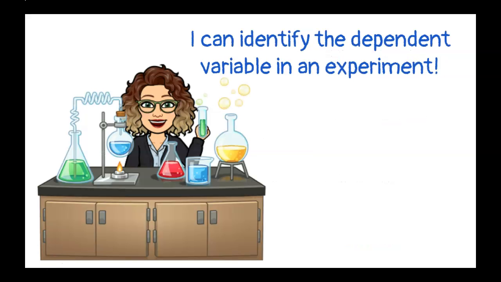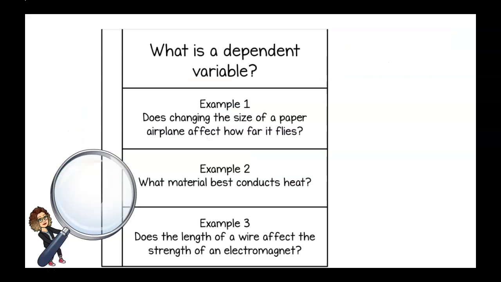All right, now the next one. I can identify the dependent variable. Okay, so we just figured out what the independent variable is. So now we're ready to identify the dependent variable in an experiment. And we're going to use those same 3 examples we did on the previous slide.